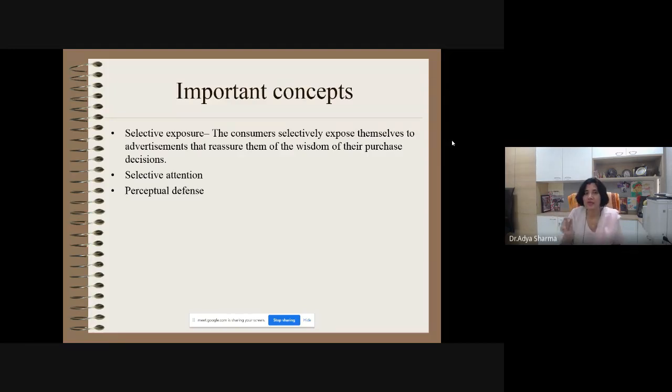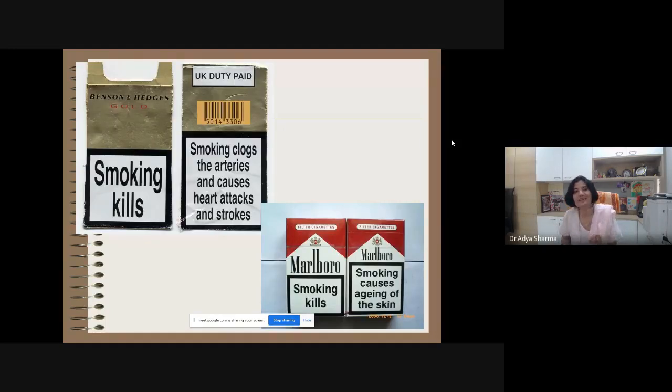Do not make your consumer uncomfortable. So for example, the only people who stop smoking after seeing this are the non-smokers. No smoker has seen this and said, oh my God, and stopped smoking. Because the smokers do perceptual defense. Hey, this doesn't happen to me. I only smoke 10 cigarettes a day. He smokes 11 cigarettes a day. Hey, this is for you, yeah. That's how we human beings behave, right?